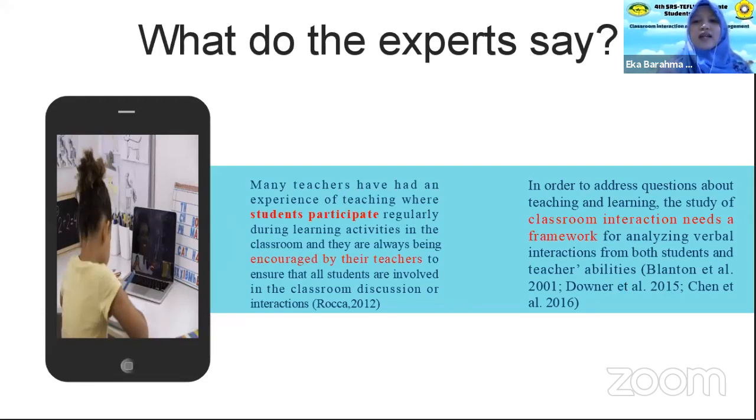And also, other experts stated that in order to address questions about teaching and learning, the study of classroom interaction needs a framework for analyzing verbal interactions from both student and teachers' abilities. So based on what the expert says in my slides, there is a need for a framework in explaining the interaction that we will study. And because I focus on this matter, I will try to apply some theories to support my research. So this is the theoretical framework.